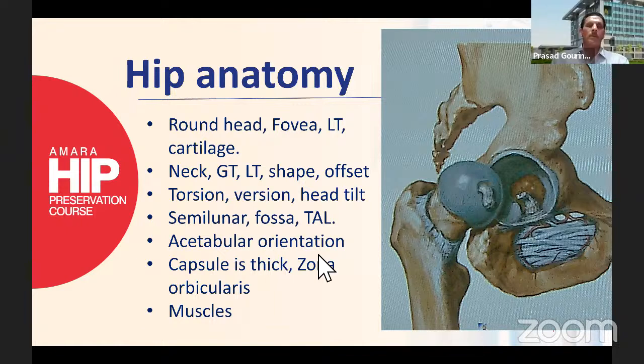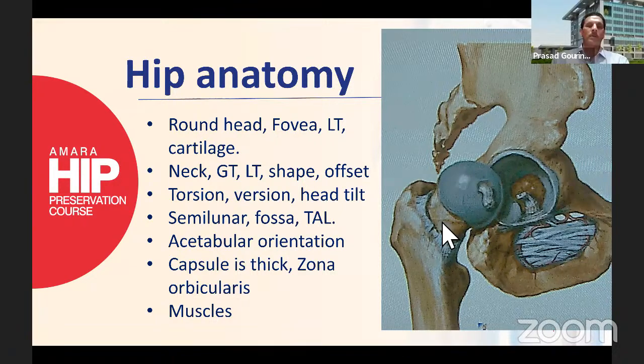Acetabular orientation: we all think that the acetabulum is anteverted. I don't know the exact angle or how to measure it on a native acetabulum. If you measure at the top, most acetabula are not anteverted, but as you keep coming down, all acetabula become somewhat anteverted. Then you have a nice thick capsule.